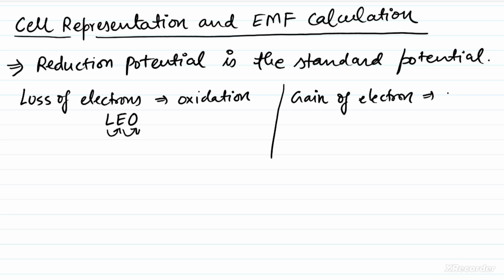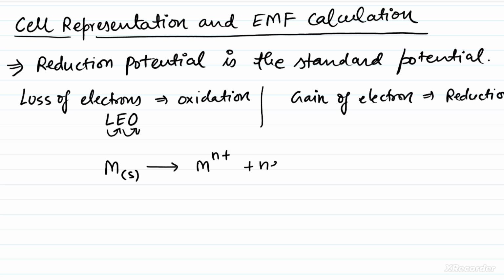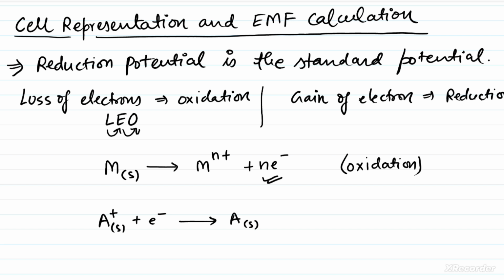reduction. Okay. So if I write any reaction, a general reaction of the type M, any metal M, when it gives electron, it becomes Mn+ and it releases an electron. So this process is called oxidation. Why oxidation? Because it is losing electron. At the same time, if I write any other element which is having +1 charge and accepting 1 electron, and it is becoming a solid. Is it clear? So now there is a gain of electron, so we call it as reduction.